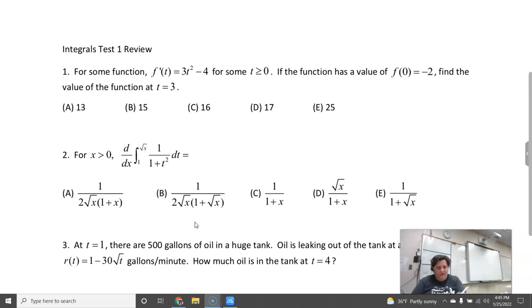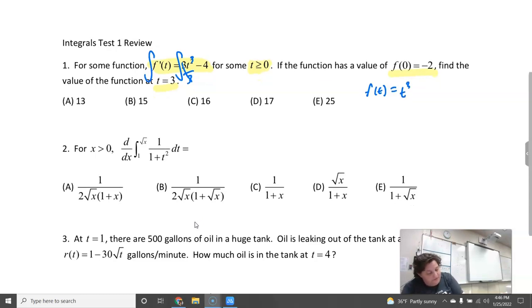Okay, number one. For some function, the derivative is 3t squared minus 4, t is greater than or equal to 0. If the function has a value of f(0) equals negative 2, find the value at 3. All right, first thing, this is the integrals test. Guess what we're going to do? Take an integral. Okay? So when I integrate this, remember how this goes to t to the third over 3.